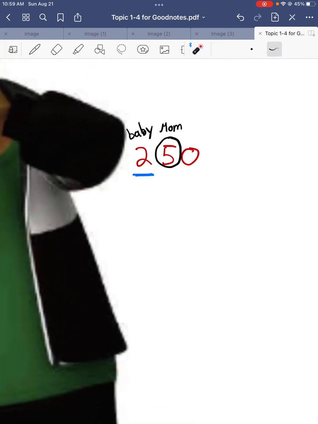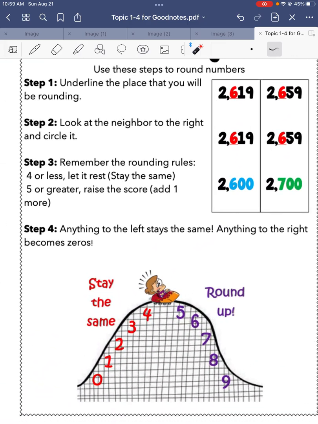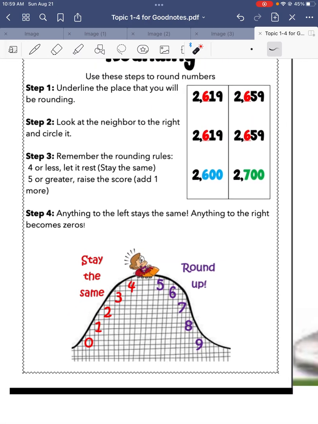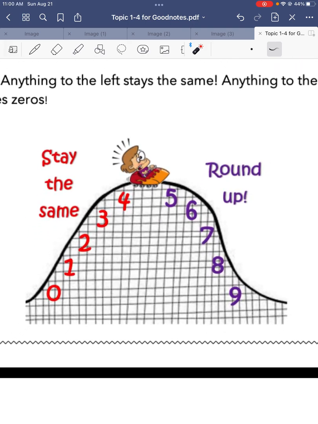So I'm going to go to my next step. It says, remember the rounding rules. 4 or less, you let it rest. It stays the same. 5 or greater, you add 1 more. It even gives you this little chart here. If your number is from 0 to 4, you let it stay the same. If it's 5 to 9, you round up.